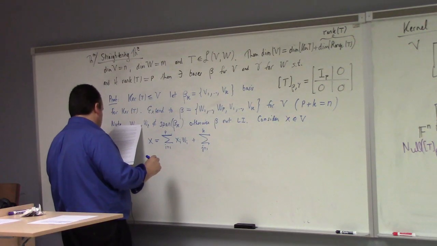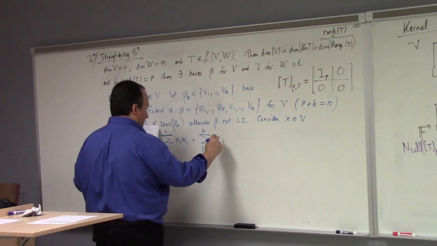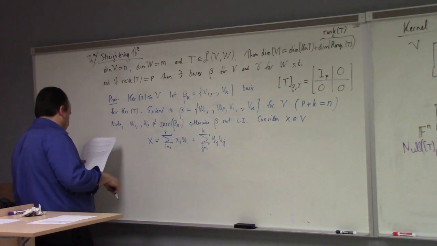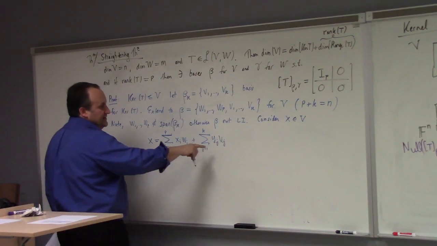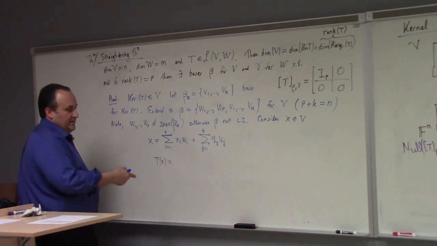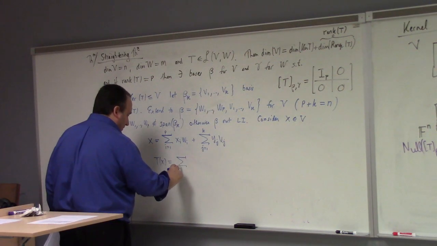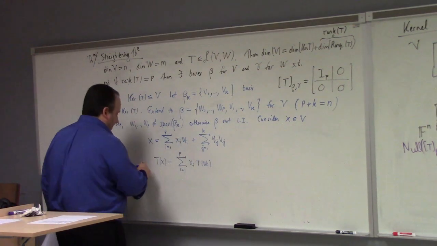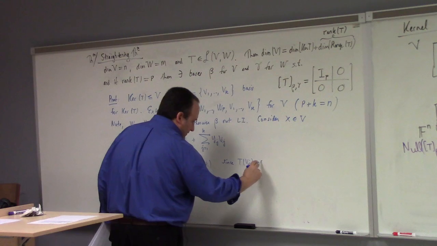Xi Wi, i equals 1 to P, plus j equals 1 to K of, I'm saying Yj Vj, right? I can do that because beta is a basis. And then T of x is equal to, notice that the T of the V's are all 0, right? So T of x is just going to be equal to the sum i equals 1 to P of Xi T of Wi, since T of Vj is equal to 0 for all j, okay?